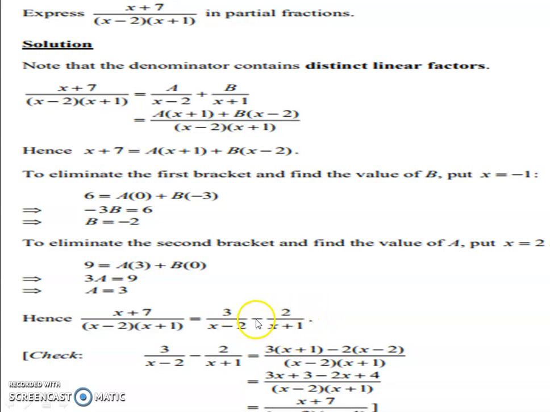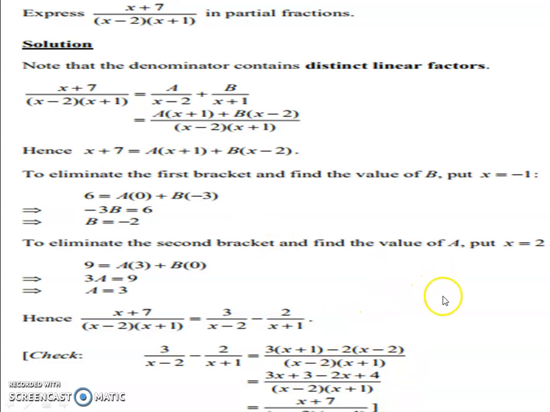We take the negative sign in the middle. It does not matter, because minus into plus is minus. So we have to check whether our answer is right or not. We take 3 upon x minus 2, take the cross multiplication and simplify. We derive the same answer, x plus 7 over x minus 2 into x plus 1. So 3x plus 3 minus 2x plus 4 upon x minus 2 into x plus 1. We derive 3x minus 2x is x, and 3 plus 4 is 7, and x minus 2 into x plus 1 in the denominator. So we can check this way also.